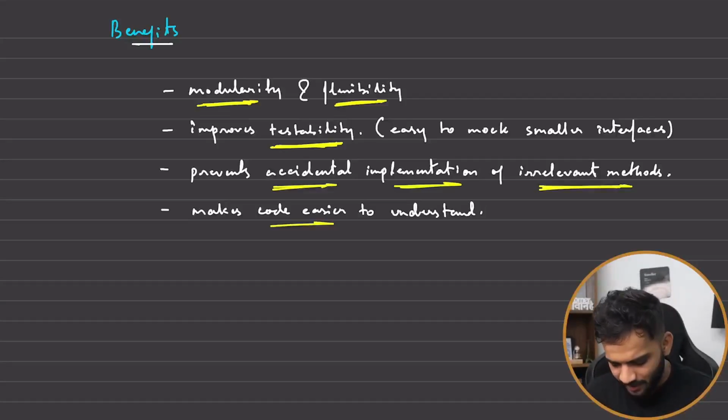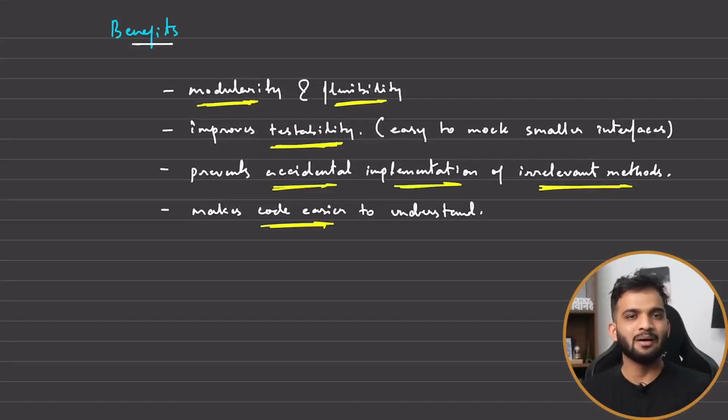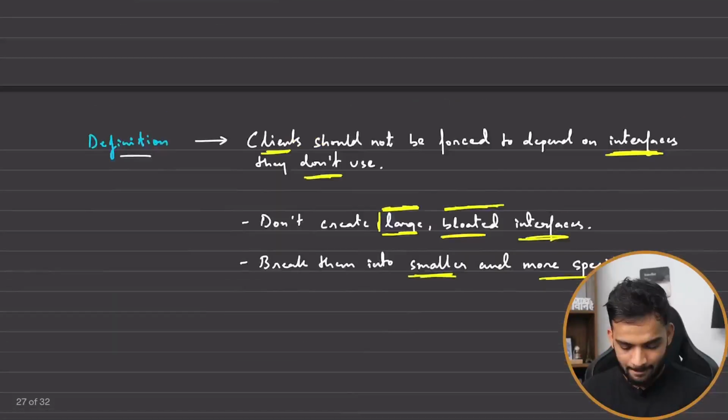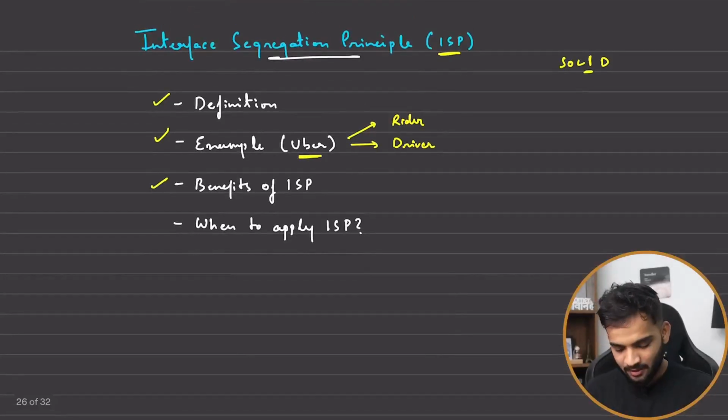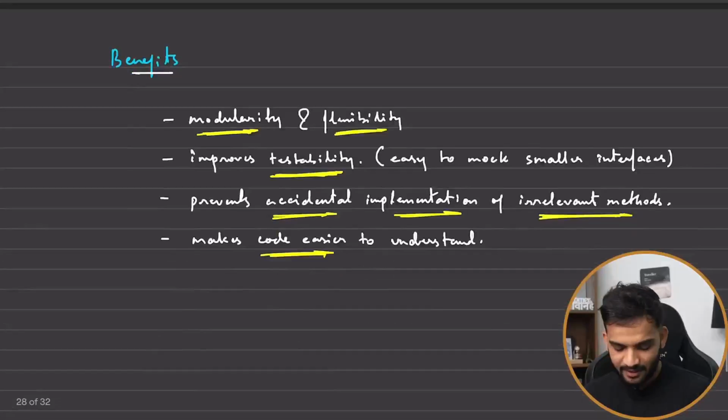Makes the code easier to understand. Smaller pieces of code, much easier to understand. Bloated piece of code, again, very difficult to understand. That goes without saying. So we know about the benefits of ISP now as well. Next one. When do we apply ISP? Let's understand that as well.